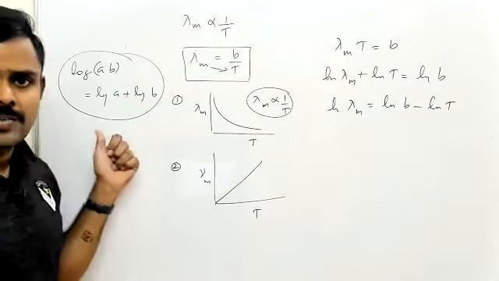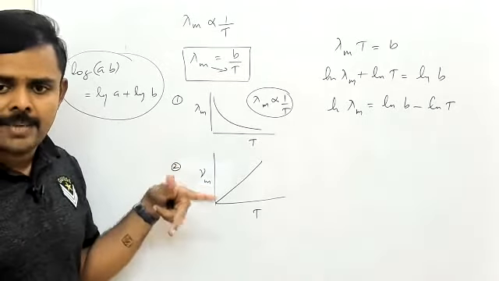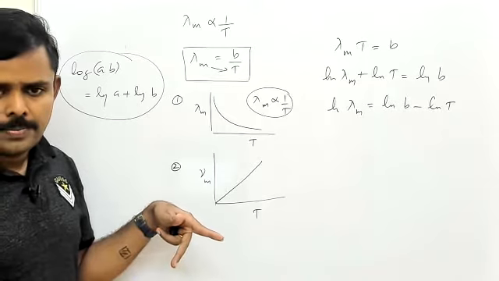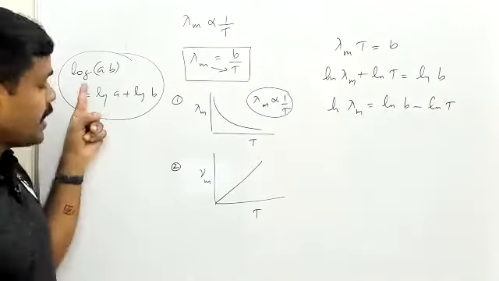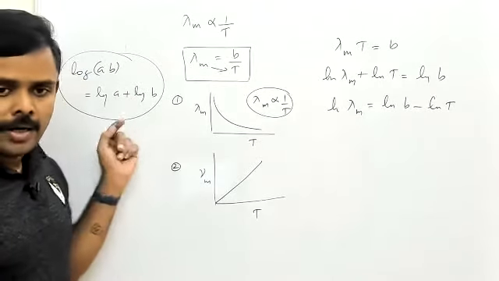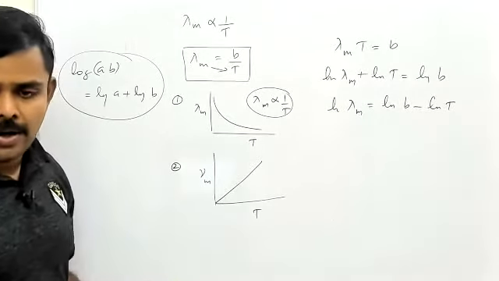You learned this in class 7 or class 8, I don't remember. Logarithm of a by b is log a minus log b. Logarithm of a into b is log a plus log b.